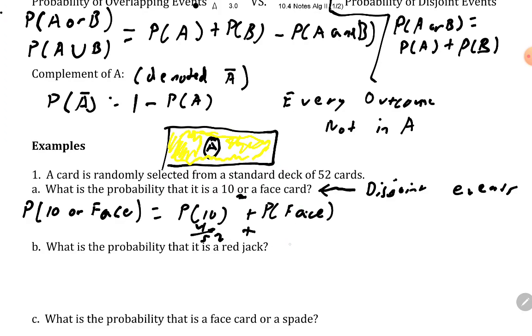And then we're going to add the probability of a face card. A face card is Jack, Queen, King, so that would be 9 out of 52. 9 out of 52 are face. So this will be 13 out of 52, which is 1 over 4. So you have a 1 in 4 chance of drawing a 10 or face card.